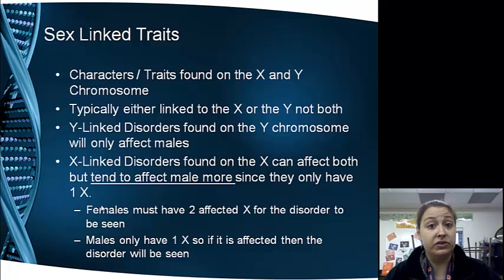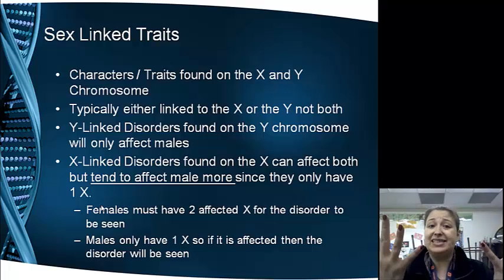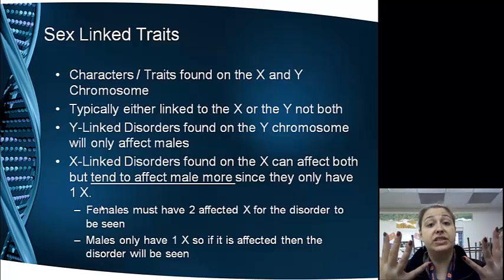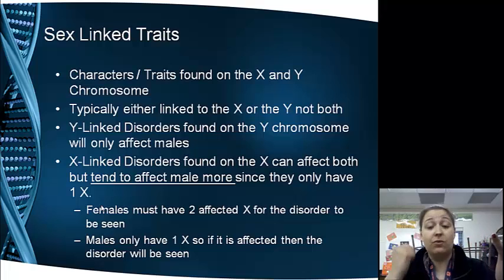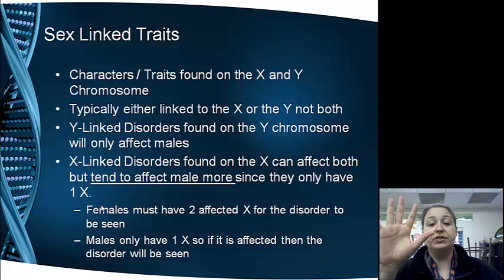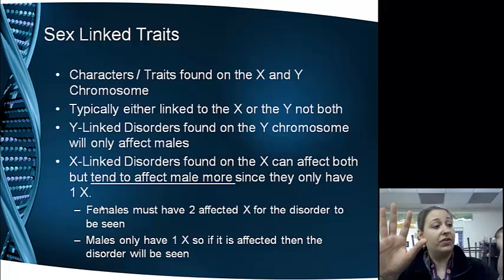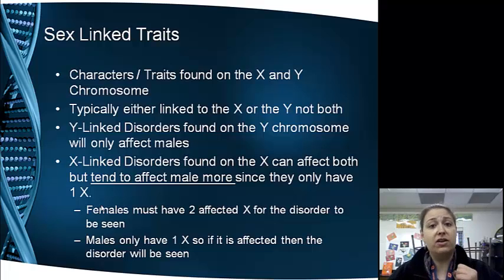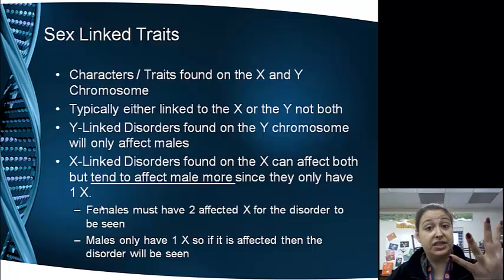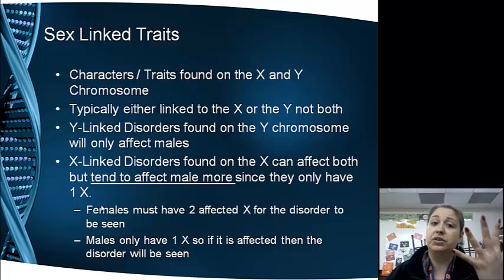Now for females, they must have both X's affected, so both of them must have the mistake or the disorder to actually show that disorder. Now that's good for the females, because if one has the disorder and one is normal, this normal one will take over and the one that has the mistake will disappear. Now for the gentlemen, they only have one chance, one option, because they only have one X. And if it's the one that has the mutation that causes the disorder, then they will show the disorder.